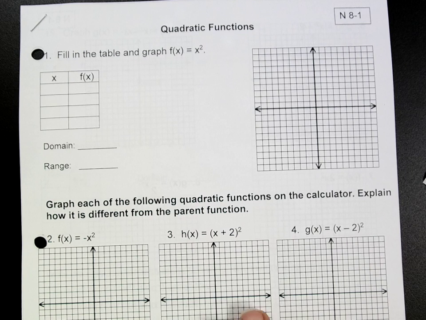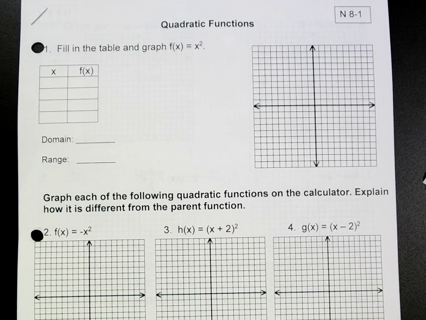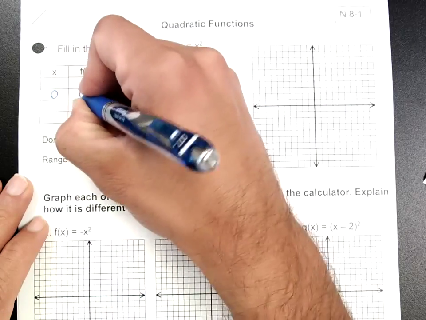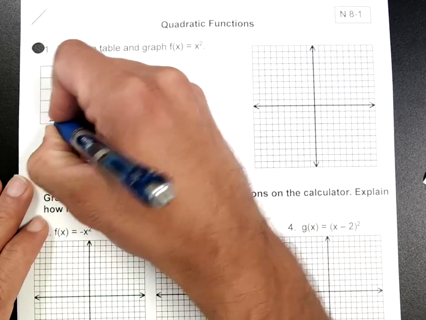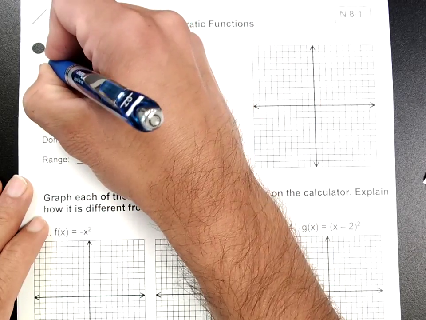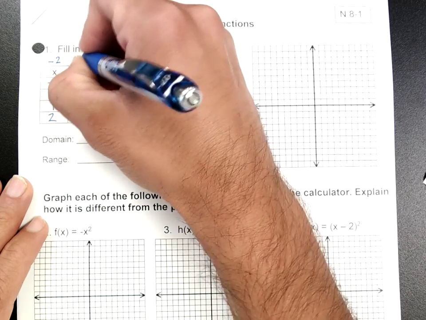So we're going to talk about quadratic functions here. We're going to fill out the table for the parent function of x squared. All right, we're going to pick those points right here that we already talked about. We have 0, 0, 1, 1, 2, 4, and negative 1, positive 1. I'm going to put an extra point here, negative 2, positive 4.